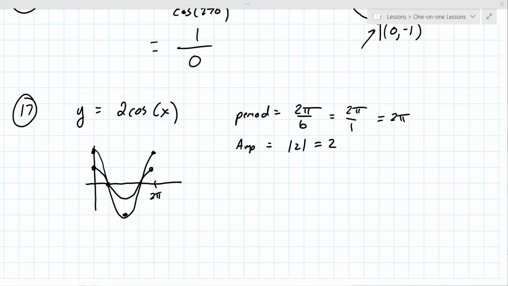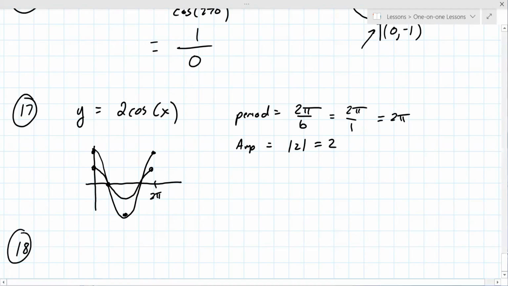And again, you could verify this in Desmos. So if you get access to Desmos on the exam, you definitely want to use it, and you want to compare your graph to it. So all right, let's move on here.